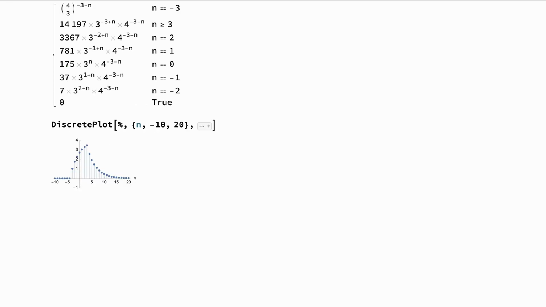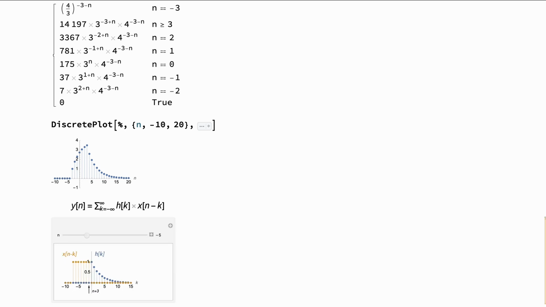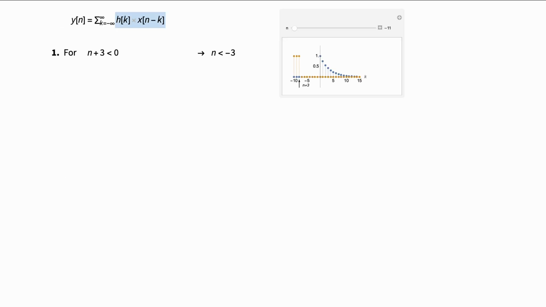Now, to perform the convolution by hand, if you look, you will notice that for n plus 3 less than 0, there is no overlap between h[k] and x[n minus k]. And so the product of the two sequences inside the summation is simply 0. y[n] is 0 for this interval.